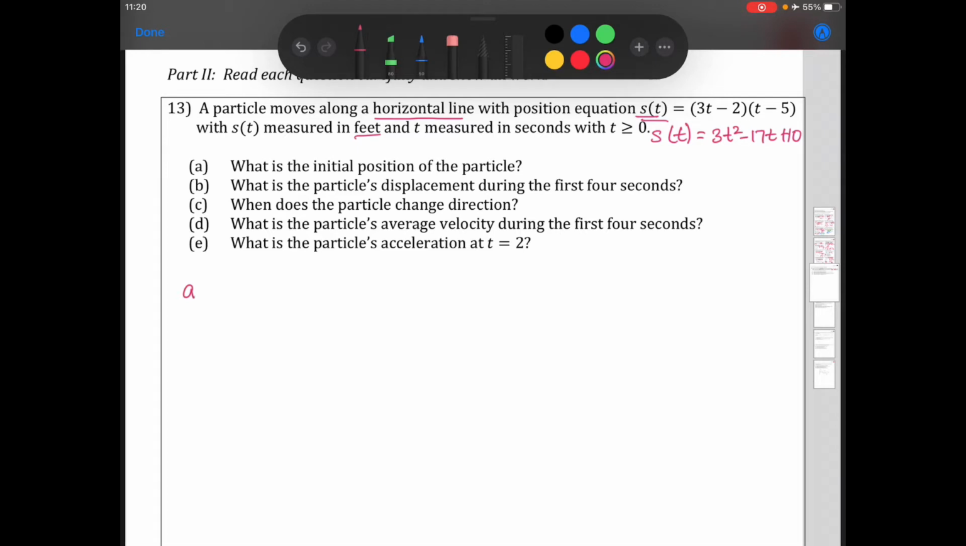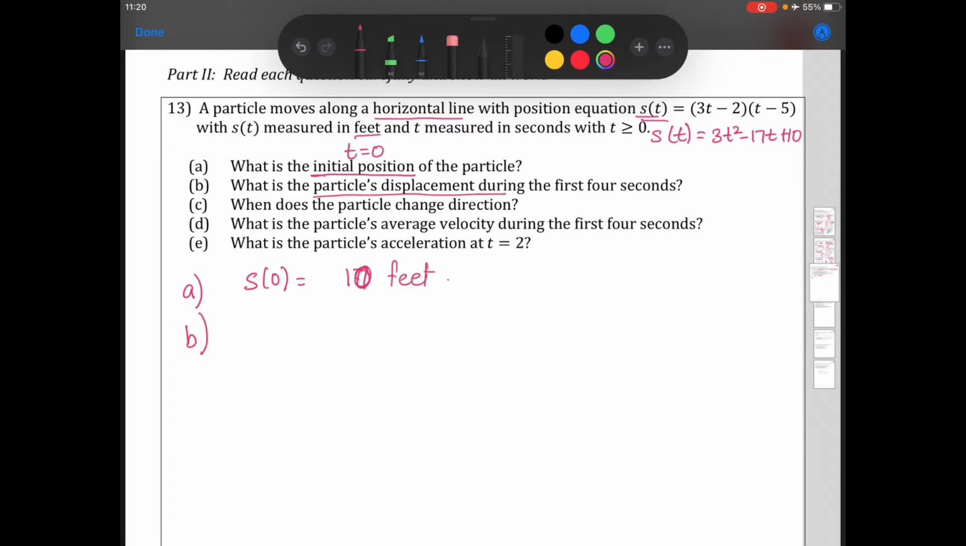So part A is asking me what is the initial position of the particle. Initial position means when my time or t is equal to 0. So basically I'm going to find S of 0, which would be actually 10, right? Because everything else becomes 0, so 10 feet.